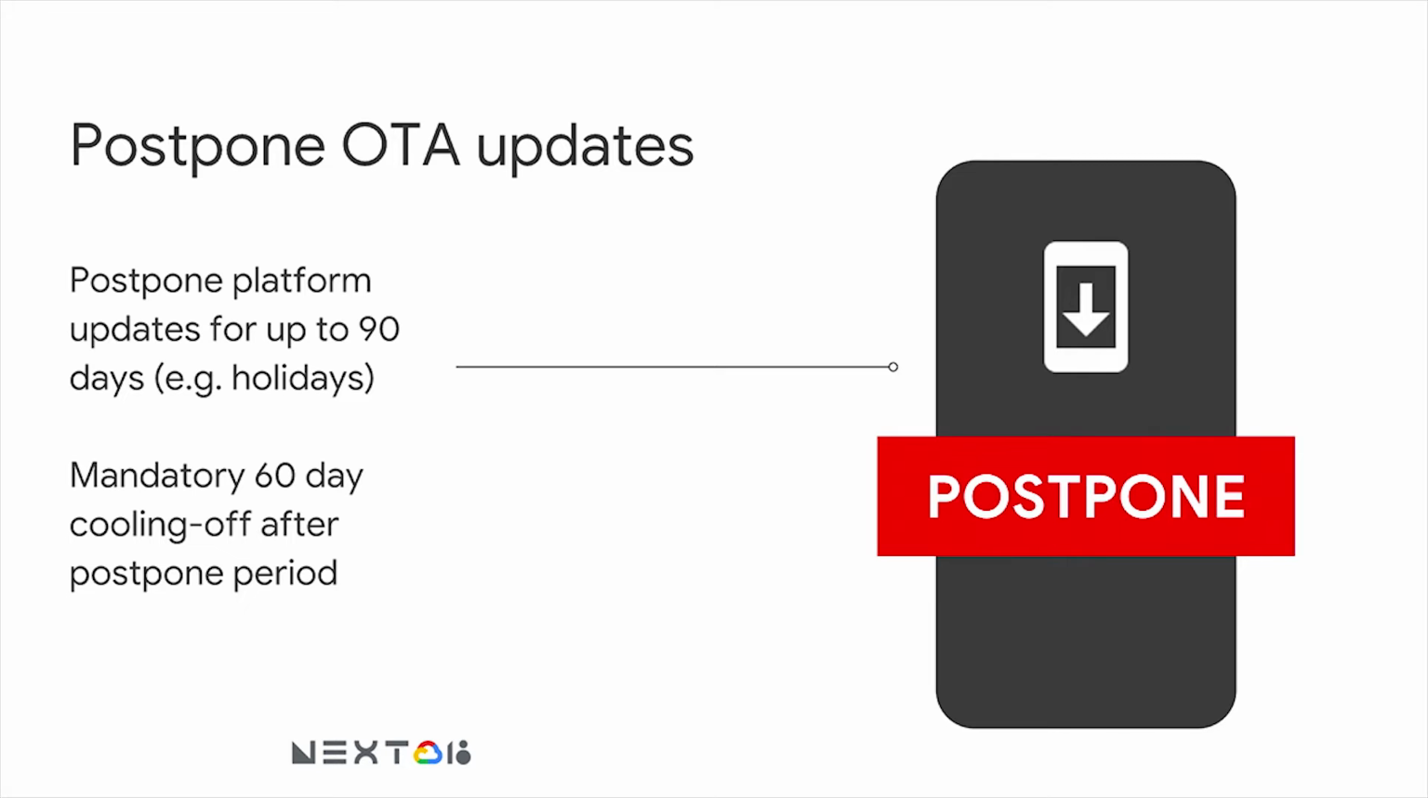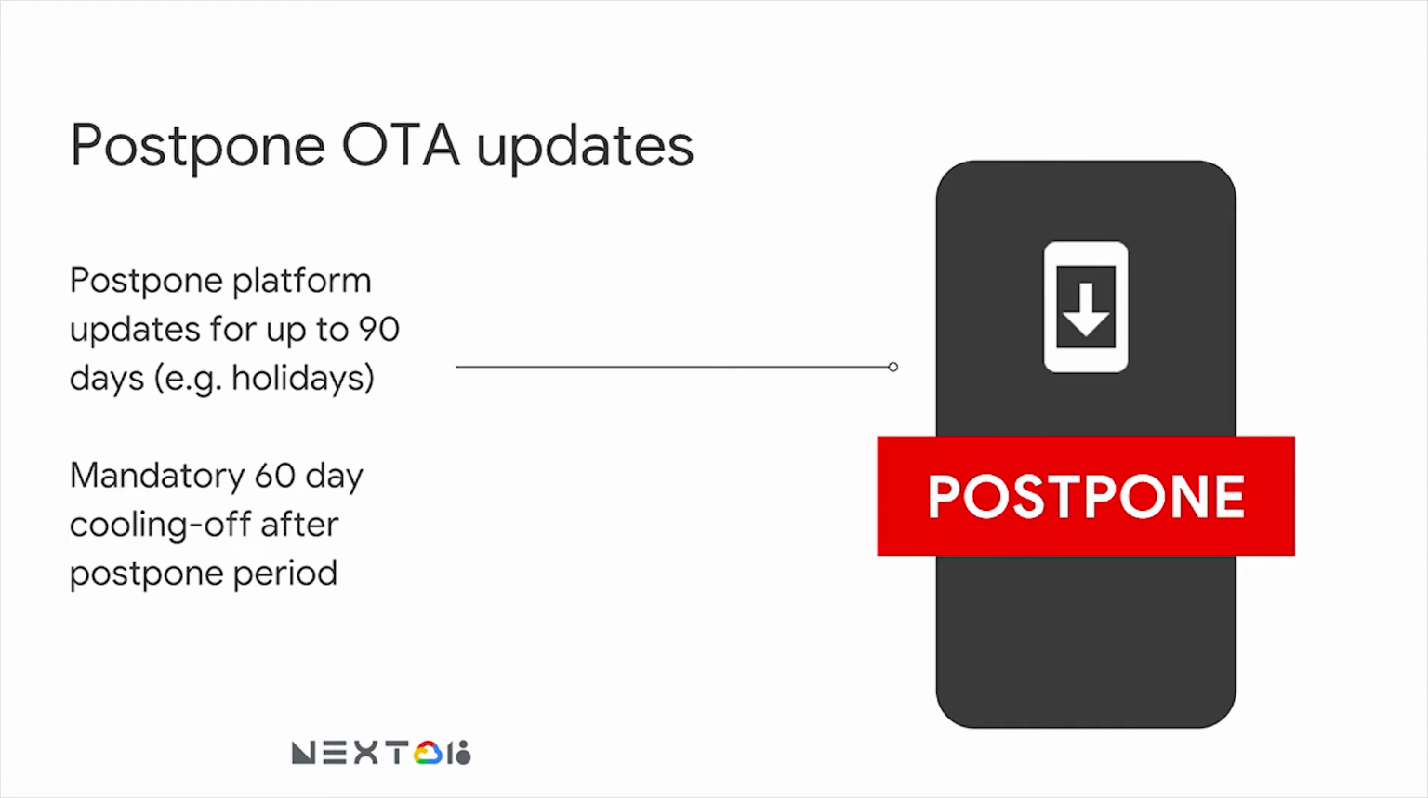So for dedicated devices, we've now given customers the ability to postpone updates for up to 90 days. Why 90 days? Why did I pluck that number out of anywhere? It's really for November, December, January. That's that period there, and we end up with 90 days.